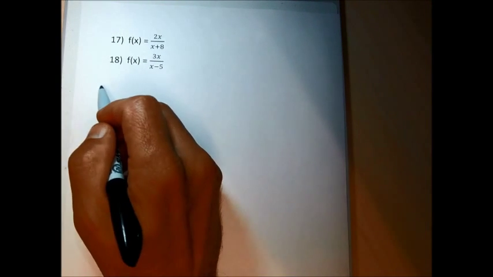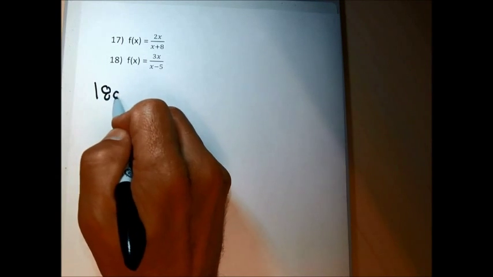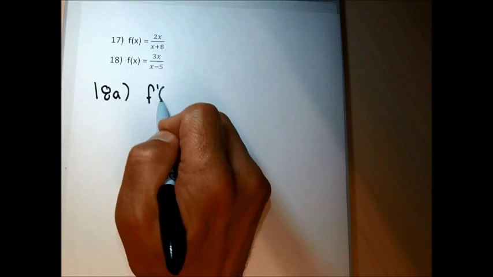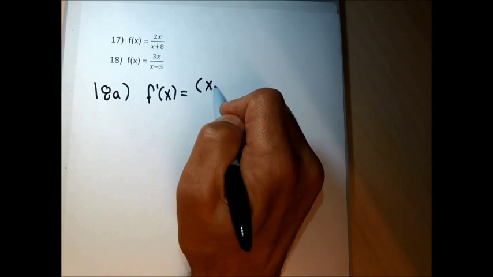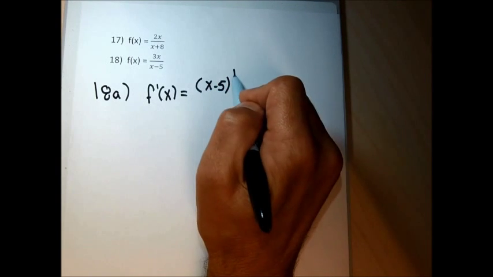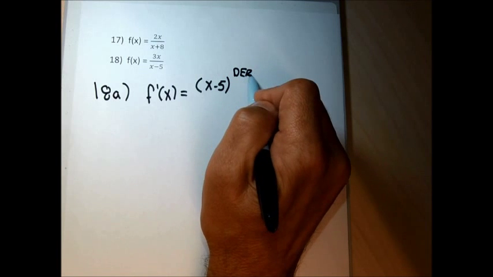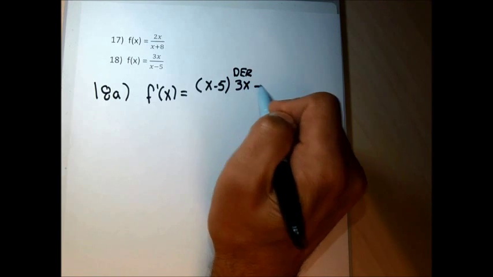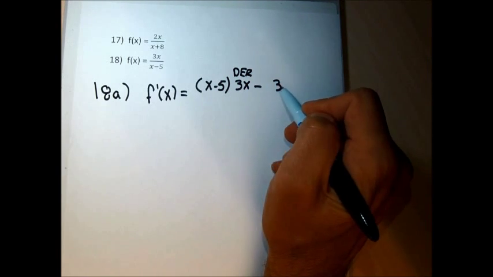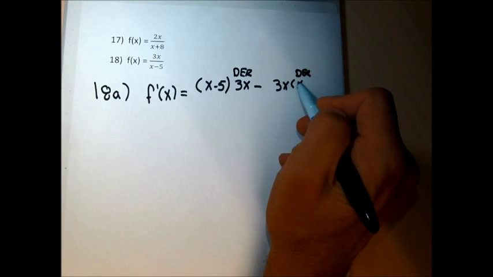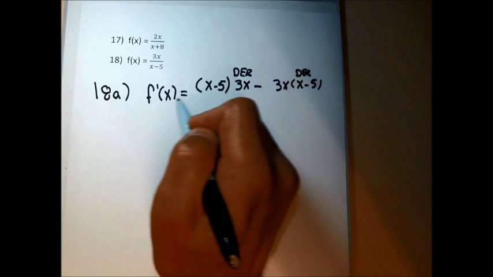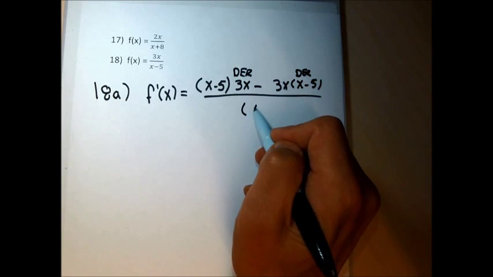Alright, so 18, I'm going to start off with the quotient rule, because it's an easy enough quotient rule. So I'm going to write 18a, f prime of x equals the denominator, which is x minus 5, times the derivative of the numerator, which is the derivative of 3x, minus the numerator, which is 3x, times the derivative of the denominator, which is the derivative of x minus 5, all over the denominator squared.